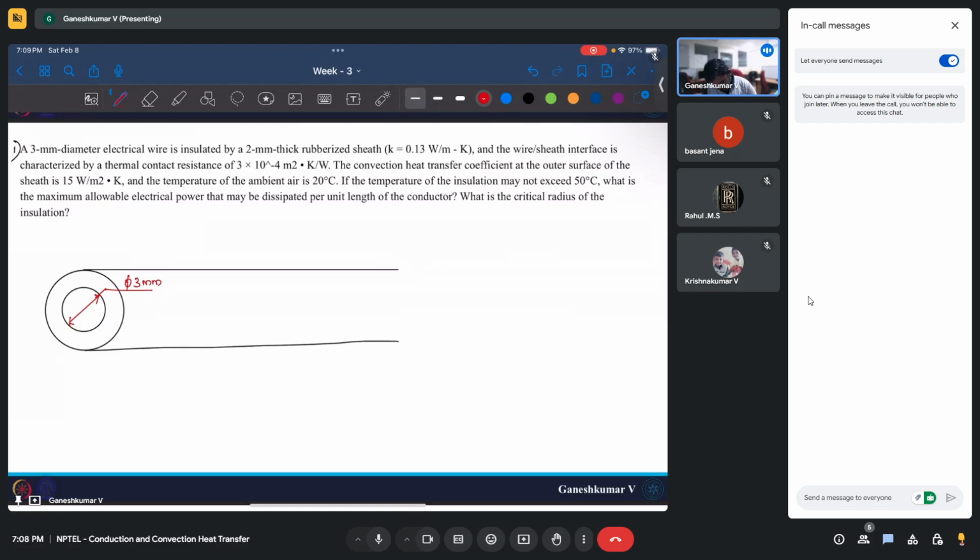Okay, and the thickness of the sheath here is 2 mm. This is the rubberized sheath. It has some thermal conductivity and things like that. The only thing we are telling now is, here you have this interface, right? There is this wire and there is this sheath. So this is wire, this is sheath, and the interface between these two has some contact resistance. So it inherently has some resistance.